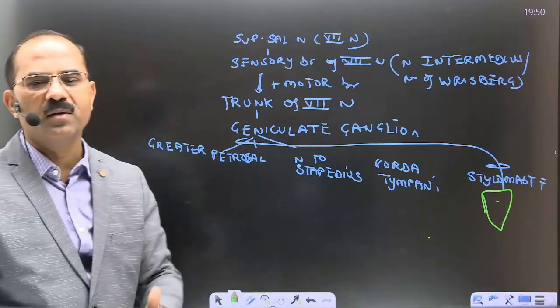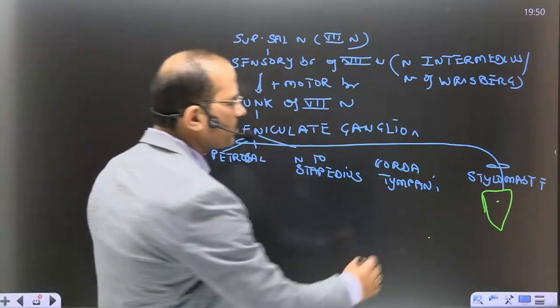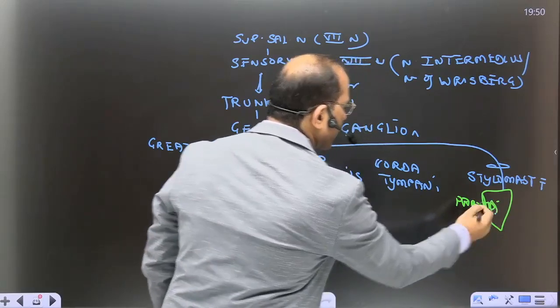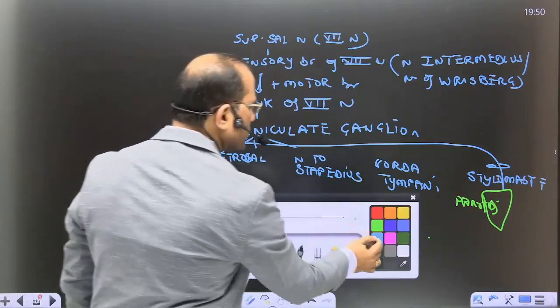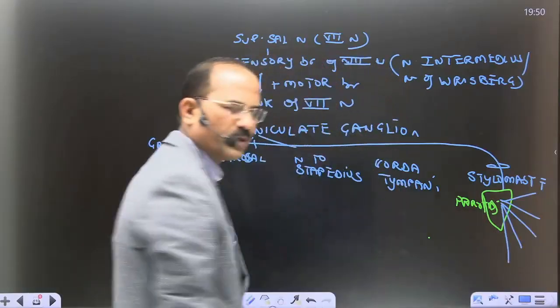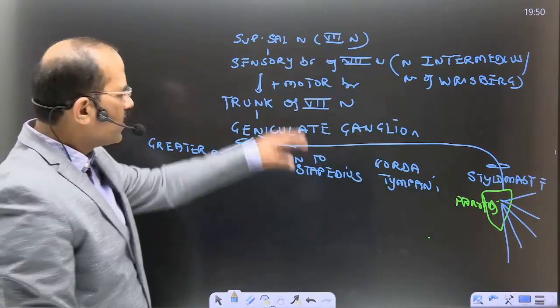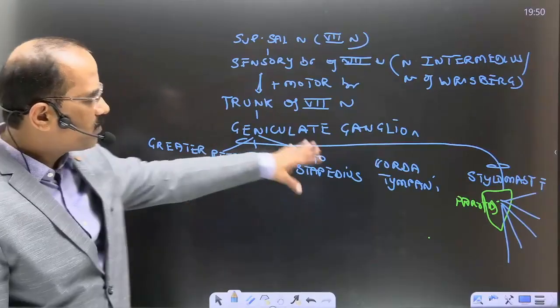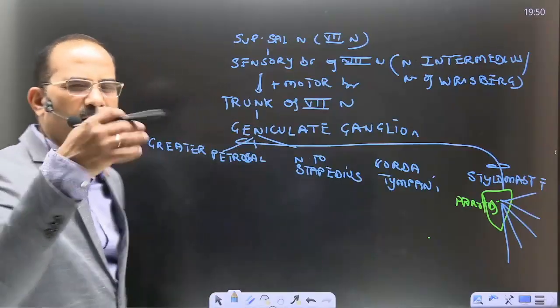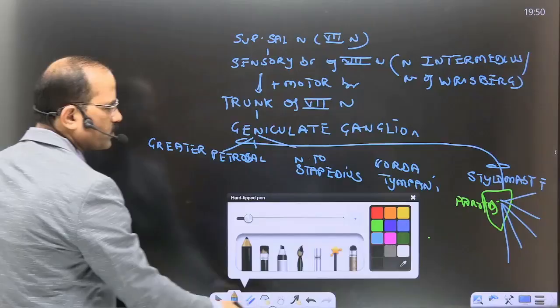After giving these three branches, the facial nerve gets out through the stylomastoid foramen, enters the parotid gland, and then it gives five branches to supply the muscles of facial expression. We know this, right? So from the geniculate ganglion, these three branches, then it gets out through the stylomastoid foramen, enters the parotid and gives these five branches to supply the muscles of facial expression.